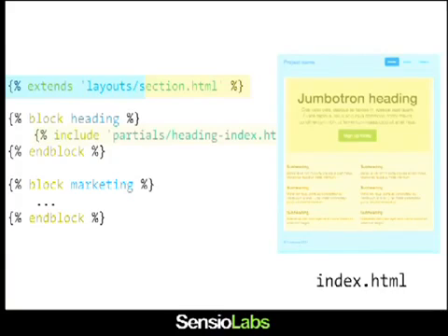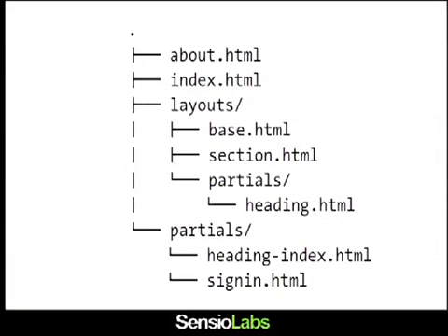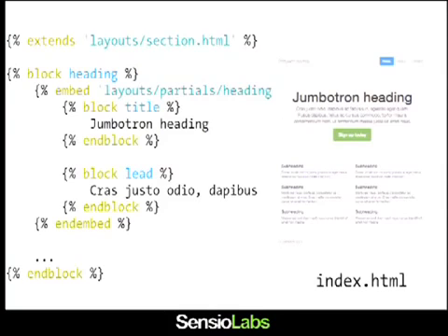So we have too many files, right? What I want to do is get rid of this heading-index.html because this one does not make any sense outside of the context of the index page. And if you do the same for the about page, it means that you would have a heading about.html file. So you're going to have a growing number of files. That's not a good idea. So what you can do is you can use the embed tag here. Let me explain.